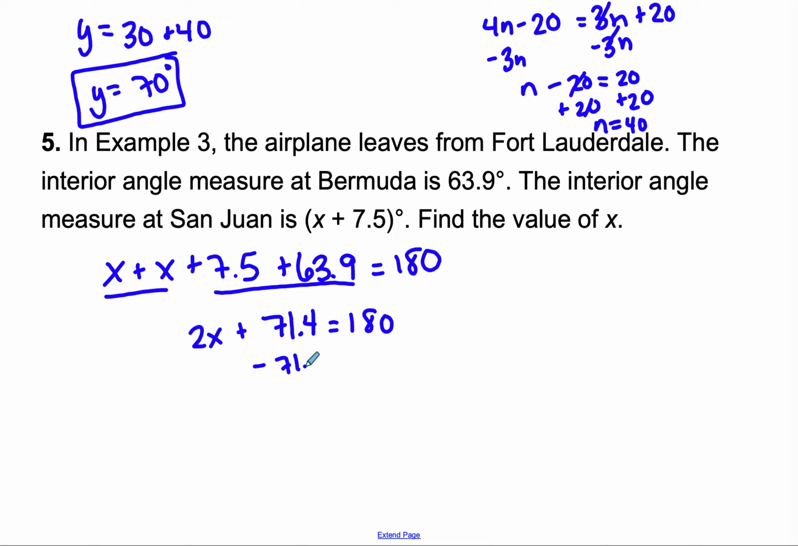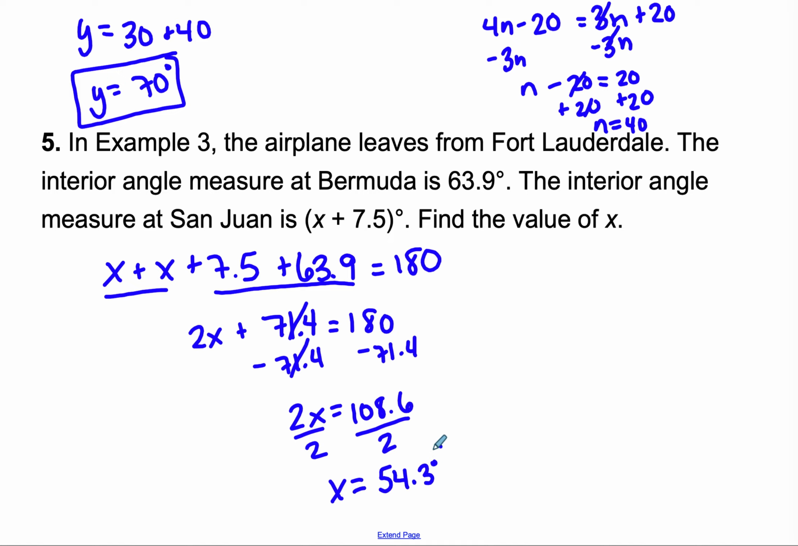Now I'm going to subtract my 71 4/10 on both sides to cancel it out. So when I do 180 and I subtract 71 4/10, I get 108 6/10. Then I'm going to divide both sides by 2, cancel out that variable, and I get x equals 54.3 degrees.